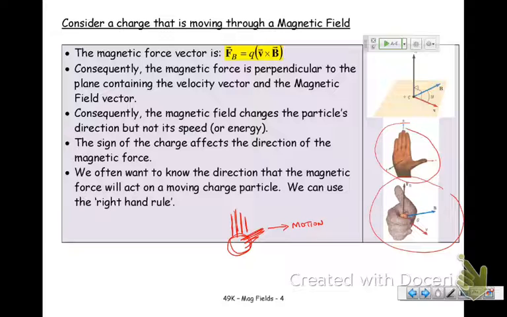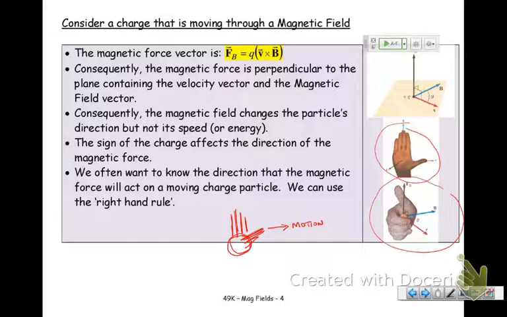What we find is that a curious thing happens. When you get charges going into uniform magnetic fields, they form circular paths or helical paths. But there's a circular aspect to them, and that's very indicative of a force that is at 90 degrees to the motion.